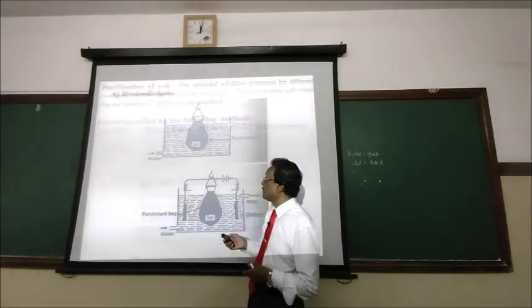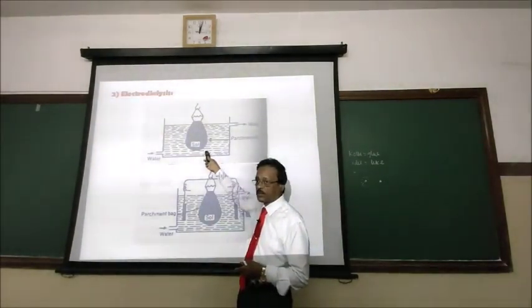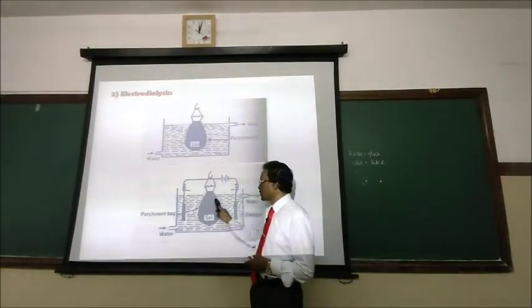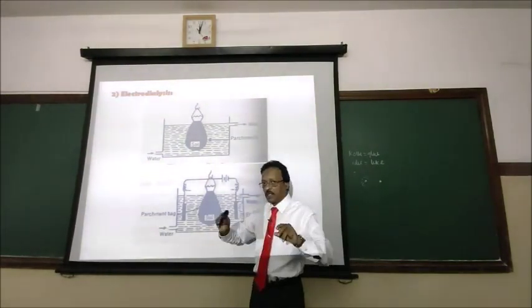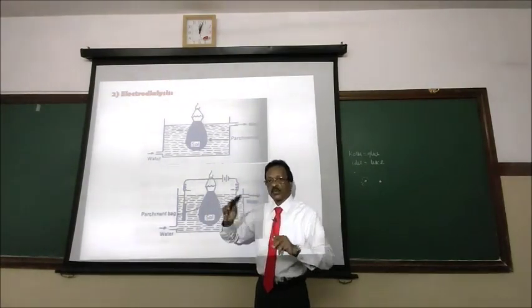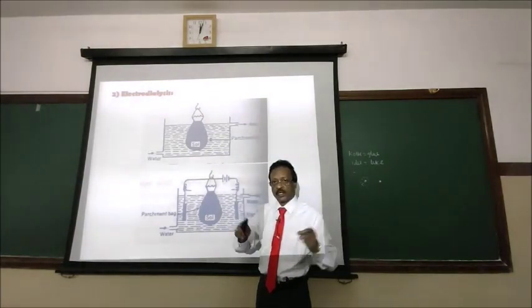I'll show it diagrammatically. This is a simple process of dialysis, and it is a slow process. Now apply the electric field between the electrodes, across the salt. The ions will be moved easily because ions are attracted towards the oppositely charged metal plates. Positive ions move towards the negative plate, and negative ions move towards the positive plate.